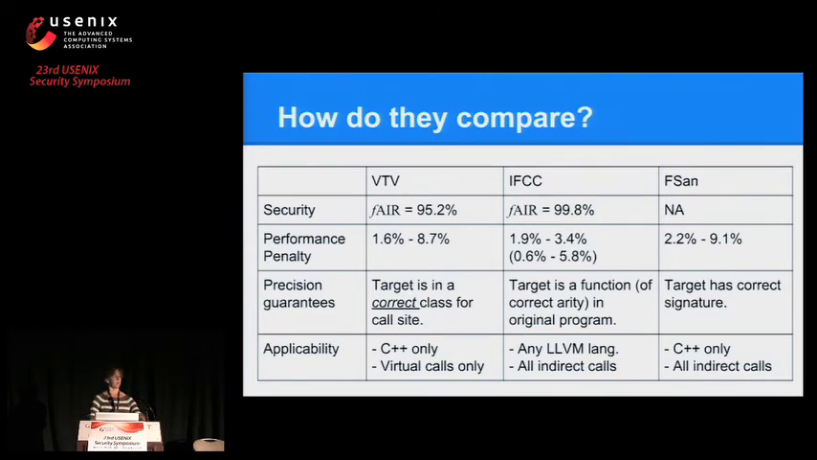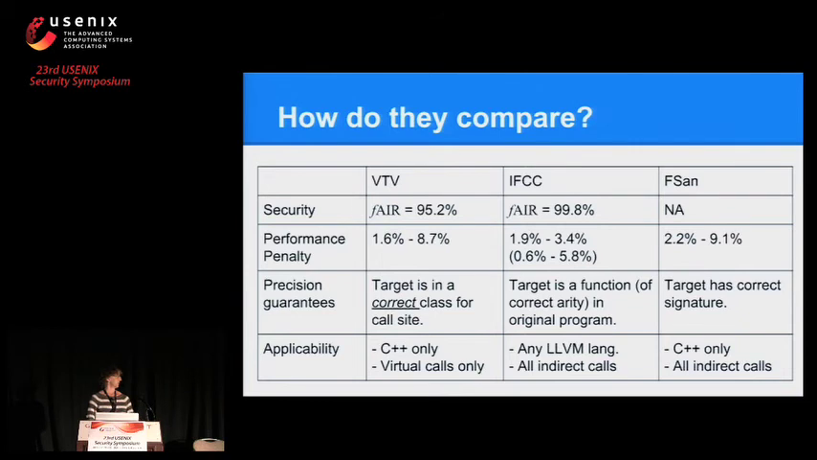Now, vtable verification can be applied to any C++ program, and it verifies only the virtual calls in the C++ program. IFCC can be applied to any program that LLVM compiles because it's all in the back end. It doesn't depend on the language at all, and it also tries to verify all indirect function calls. And FSAN falls in the middle of these two. You can only apply it to C++ programs, but it does verify all of the indirect calls in that program.